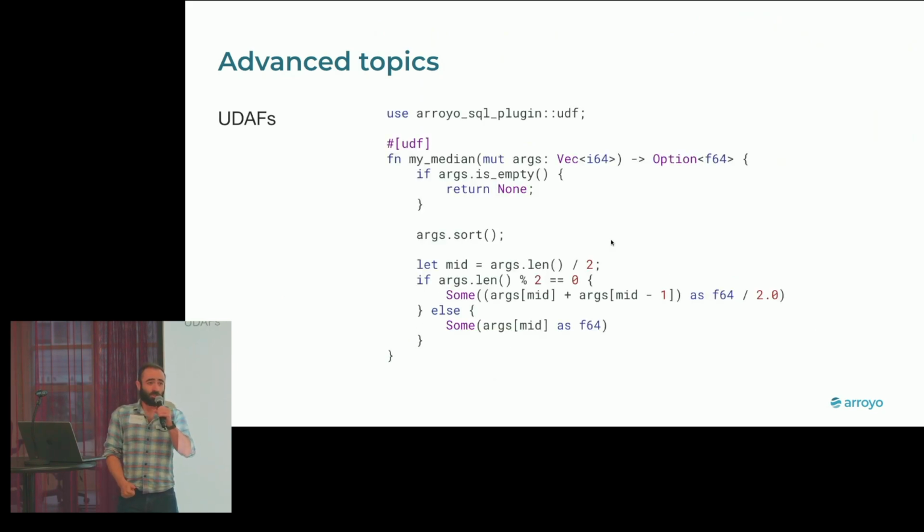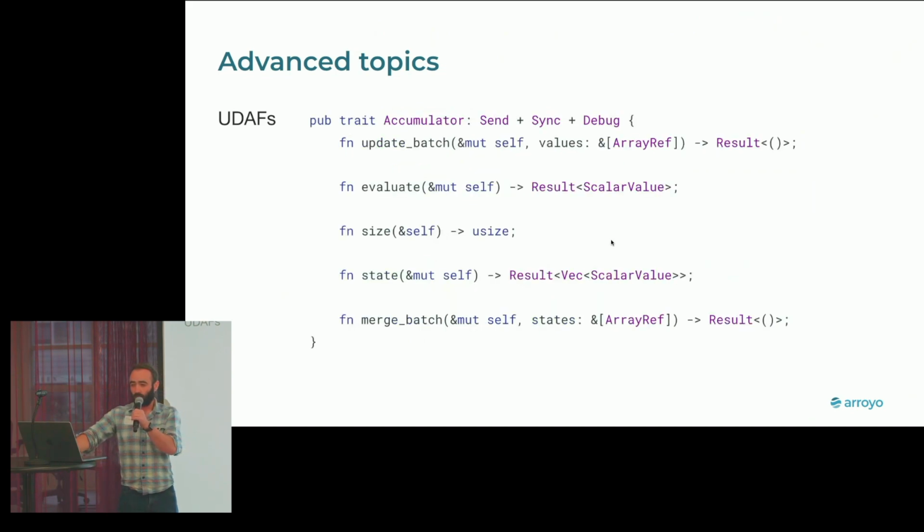Something else we support is UDAFs, which are aggregate functions. These are things like count or average. We allow users to define their own versions of these. Currently, we only support a fairly simple version, where we give you a vector of the values in your aggregate, and you can do whatever you want with that. A more sophisticated version would expose the complete accumulator trait in DataFusion, allowing people to do incremental updates. That's something we'll probably do at some point.